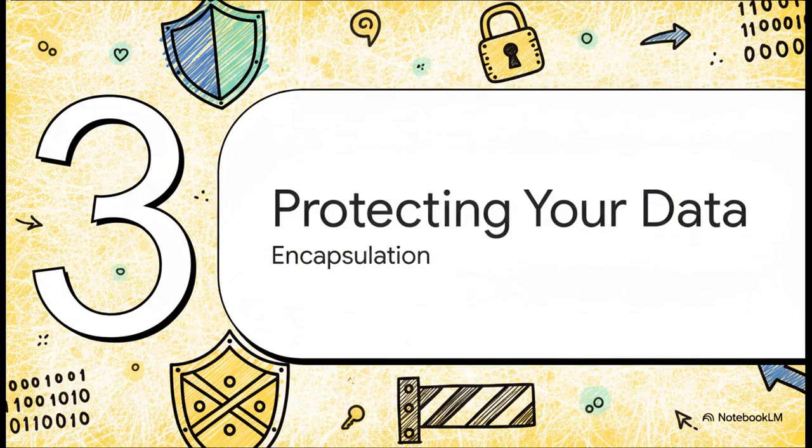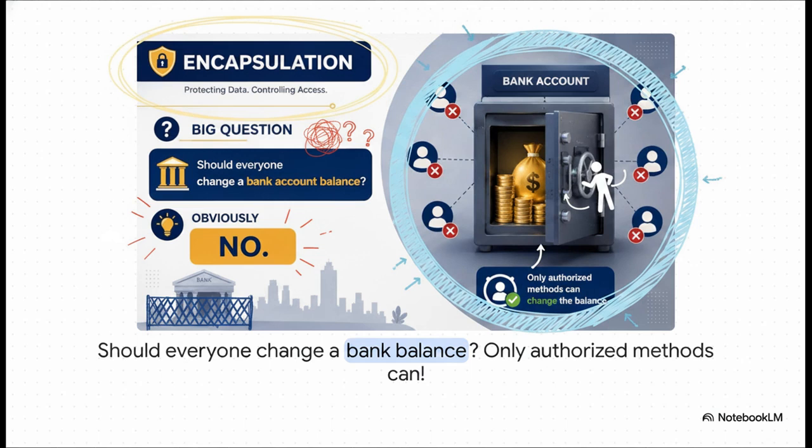Section 3. Protecting your data. Imagine a giant bank vault. Should just anyone be able to waltz in and change an account balance? Obviously not. If anyone could just tweak the balance variable directly, it would be absolute chaos. We only want authorized methods to alter that balance. This is the beating heart of encapsulation, protecting your data by strictly controlling who or what can access it.